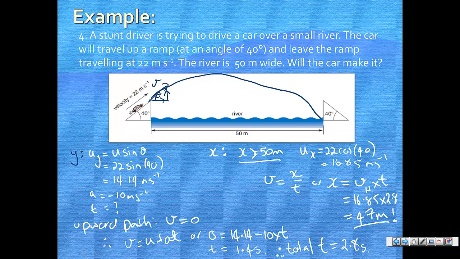So when we look at our projection at an angle, we need to consider, break it up into two parts. If it's symmetrical, it's a bit easier because we know that the time up is equal to the time down in the journey. So that's just a bit of an introductory problem to our projectile motion at an angle.